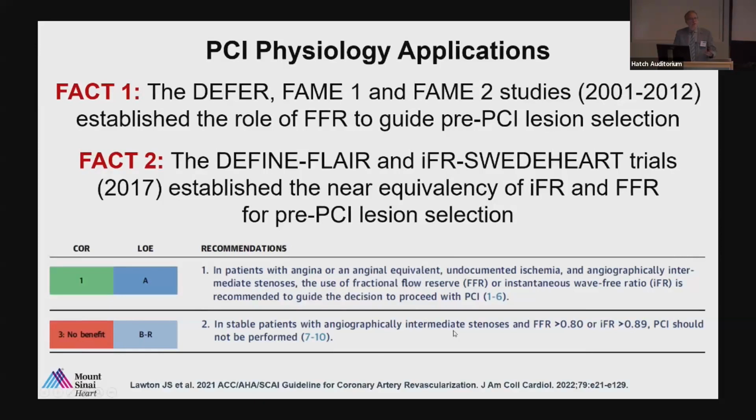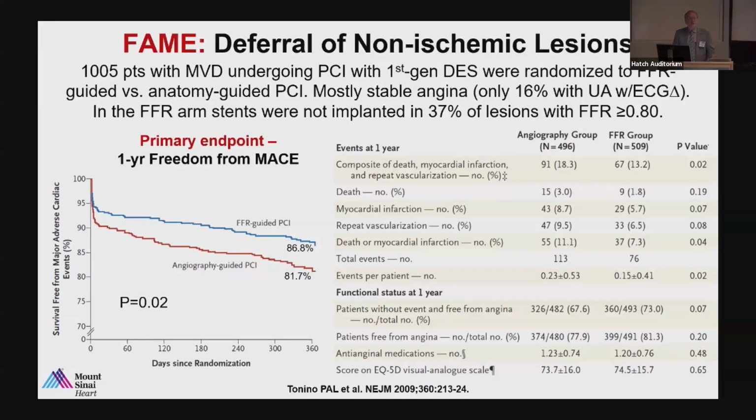And so physiology has in all the guidelines class 1 level of evidence in stable patients to select lesions for intervention if they're abnormal results and to leave them alone if they're normal results. But that's mostly in stable coronary disease. So this was the FAME trial, the deferral randomized trial of non-ischemic lesions in stable coronary disease.